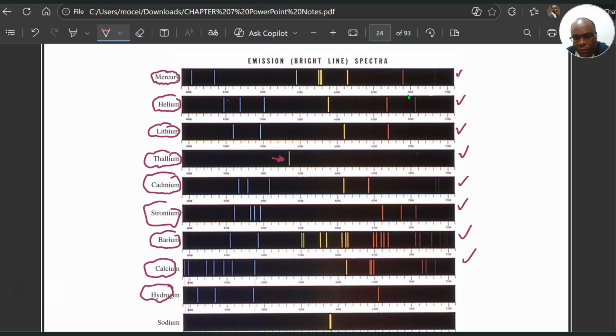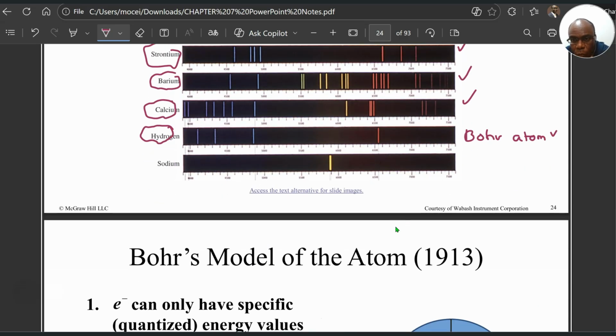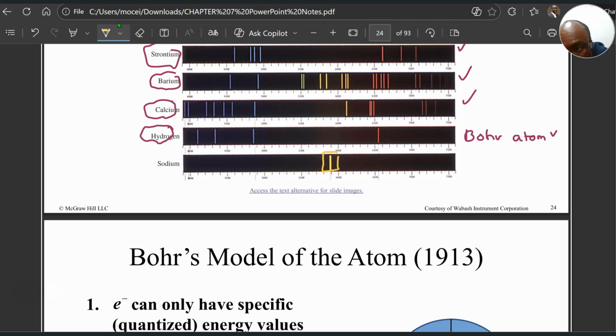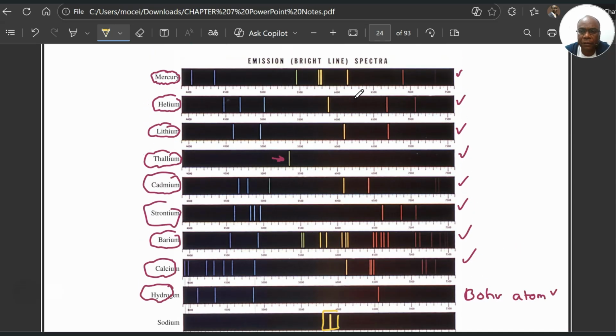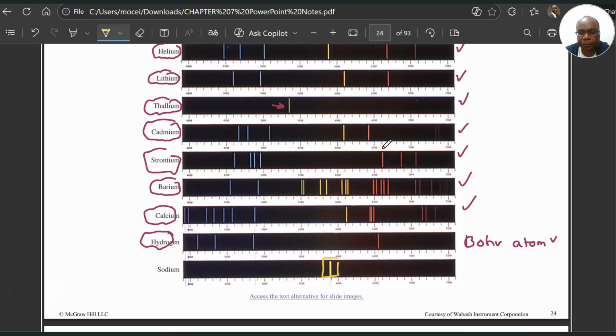Hydrogen is what we just saw. It looks like it has 4 lines. We call that the Bohr atom. We'll talk about that soon. Strontium has a quite bright yellow color, somewhere at a wavelength around here. Which wavelength is that? Okay, so down here you have the wavelengths, I believe. And then you have different light emission lines, the bright line spectra.